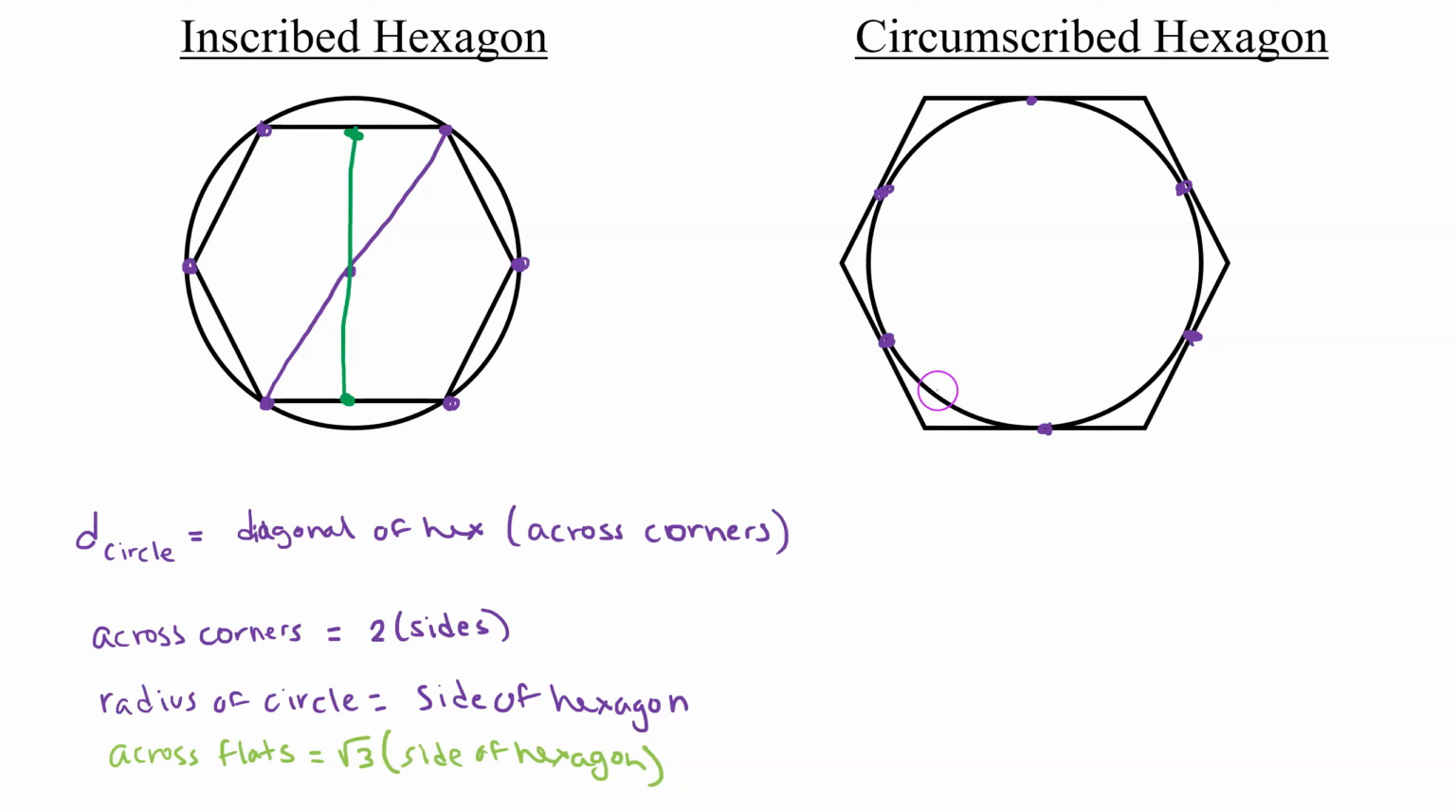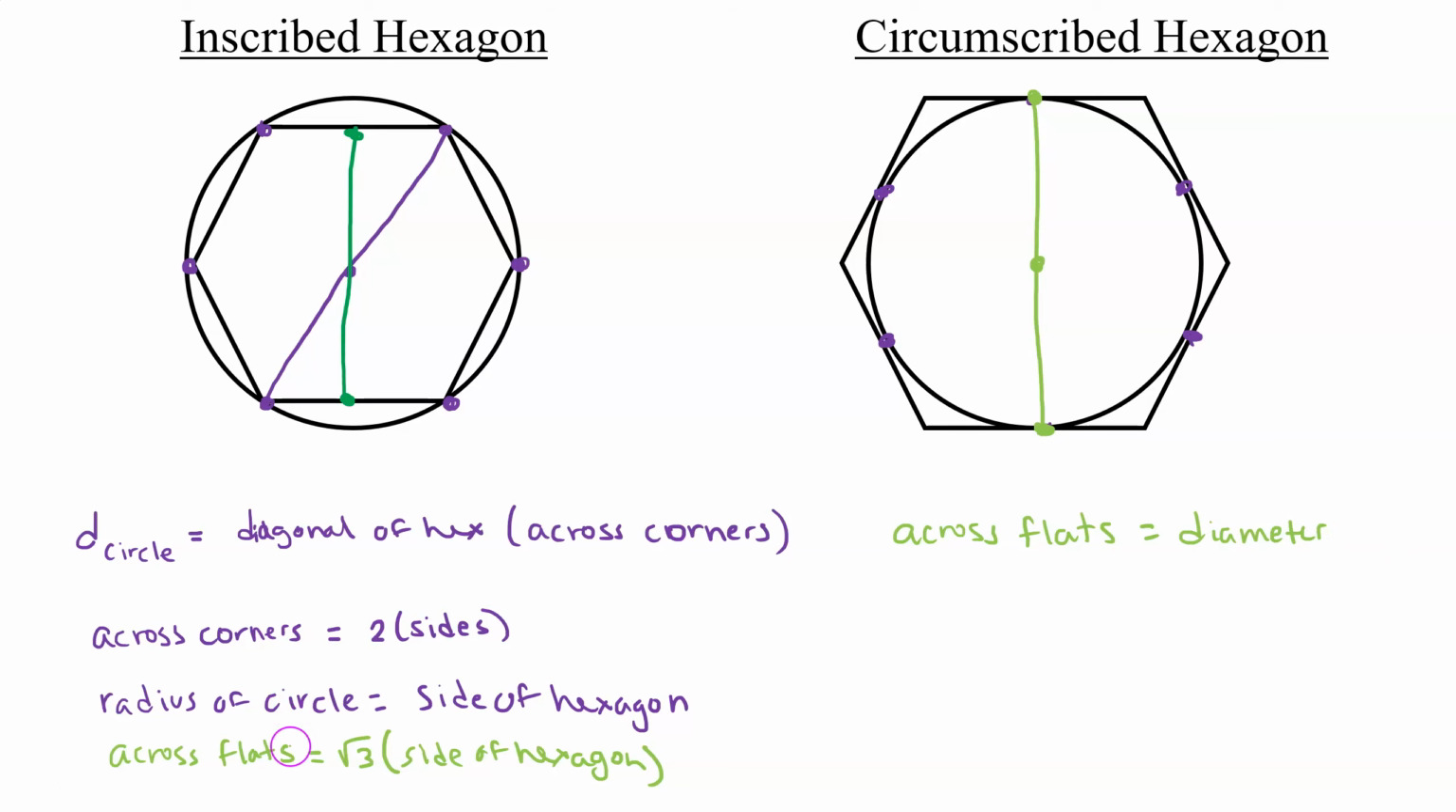All right, let's look at our final situation. We have the hexagon circumscribed about the circle, so it is on the outside. We have across flats right here. That's across flats, and I could have connected here, or I could have connected here. You'll see this is the center of the circle, so across flats is also the diameter of the circle.